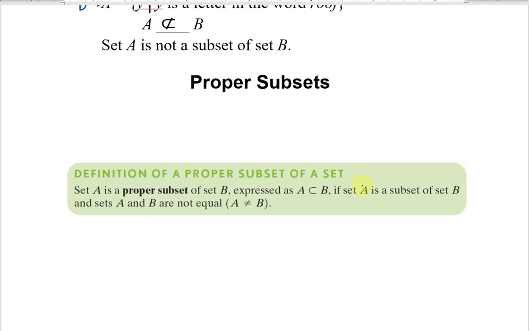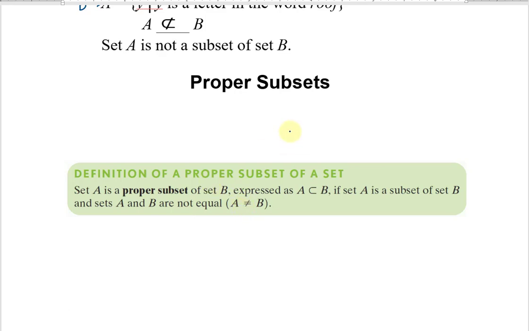The next one is the proper subset. Set A is a proper subset of set B when we can express it as A and then the U-shape turned to the right, B, without the line underneath that. If set A is a subset of set B and set A and B are not equal.